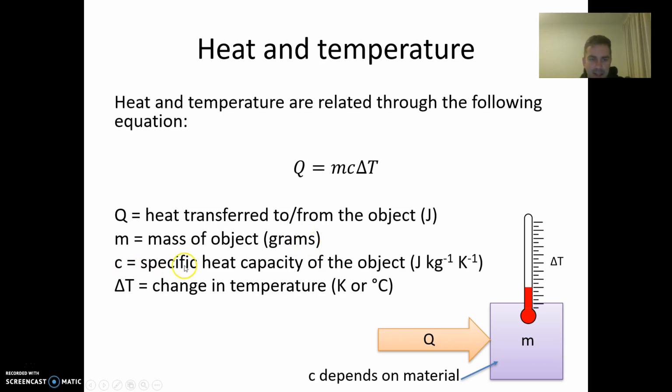C, this letter C, is what's called the specific heat capacity of the object, and I'll talk a bit more about that in a moment, but it's basically related to whatever it's made out of. And then delta T, delta means change in. This is the change in temperature, and that can be in Kelvin or degrees Celsius. It doesn't really matter because they both go up and down by the same amount. And we're talking only about the change in temperature, not the actual temperature of the object.